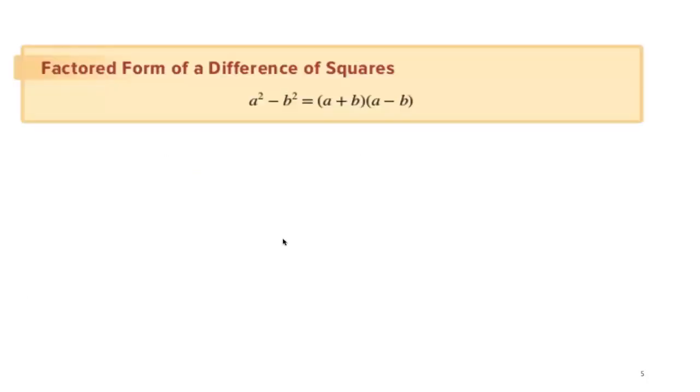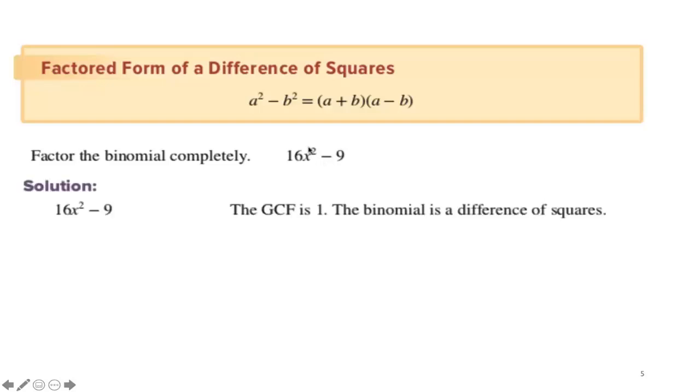Okay, let's talk about how to factor binomials. We've seen this previously when we discussed factoring, but this is the factored form of a difference of squares. If you have a squared minus b squared, then that factors into a plus b and a minus b. For example, 16x squared minus 9. Notice that we need this to be a square and this to be a square, and then this to be a difference. So we need to find what a is, and then what b is. So b is going to be 3 and a is going to be 4x, because 4x squared is 16x squared.